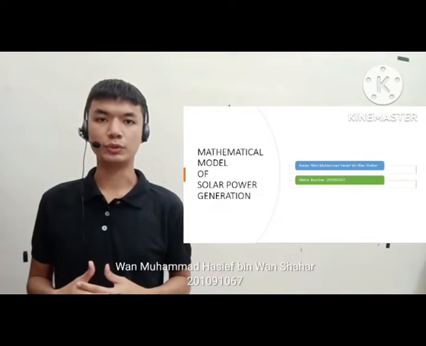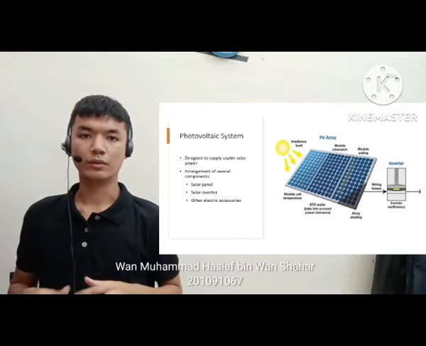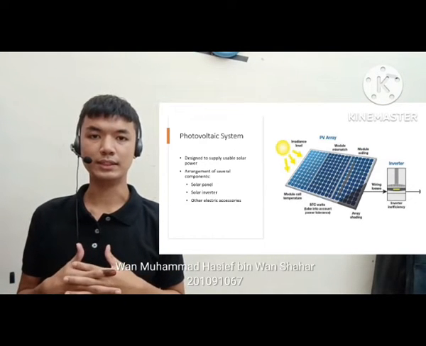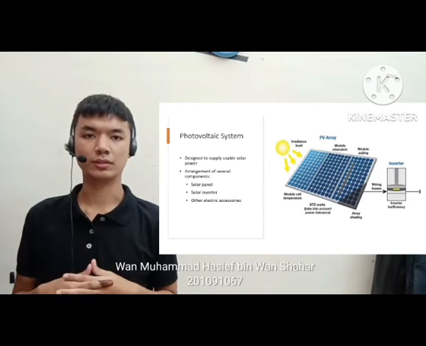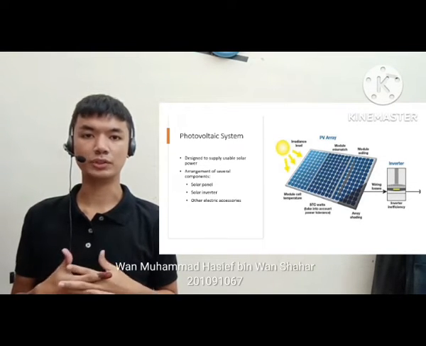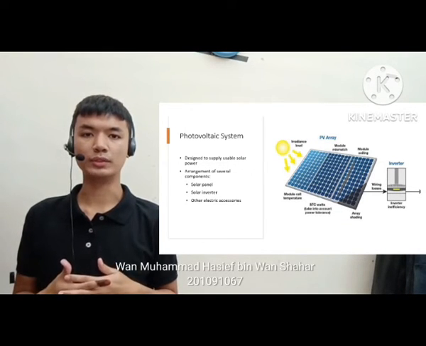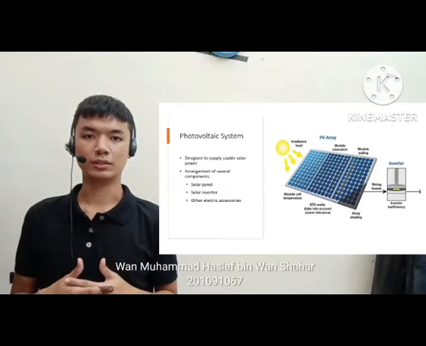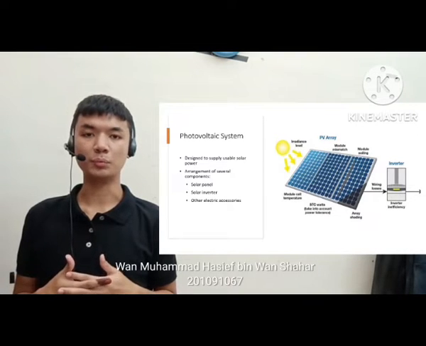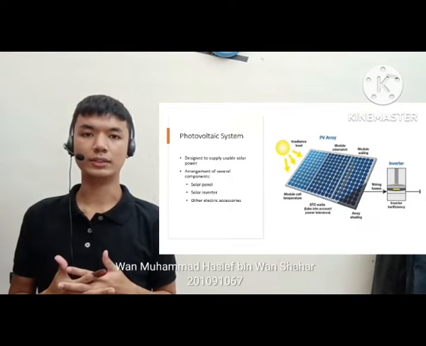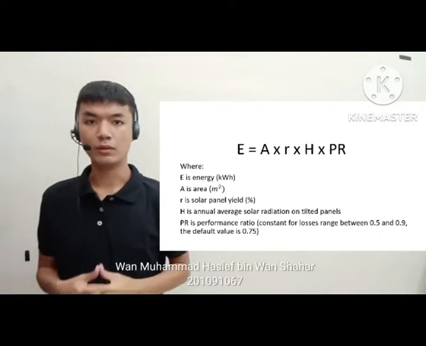2010911067. I will continue the presentation with the mathematical model of solar power generation. A photovoltaic system is designed to supply usable solar power by means of photovoltaics. It entails an arrangement of several components, including solar panels, which absorb and convert sunlight into electricity, a solar inverter, which changes the electric current from DC to AC, and other electric accessories like cables to set up a working system.